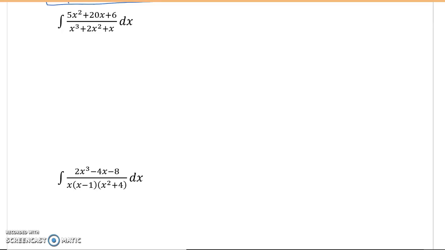Integration by partial fraction decomposition. You're going to find that the algebra of this is harder than the calculus, which you might have said in the past. There are lots more places where we can make a mistake in the algebra, I think.